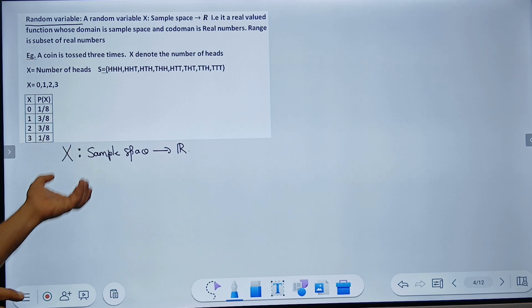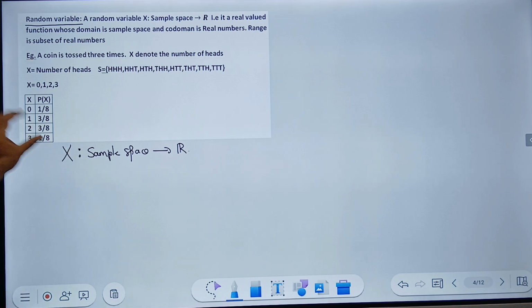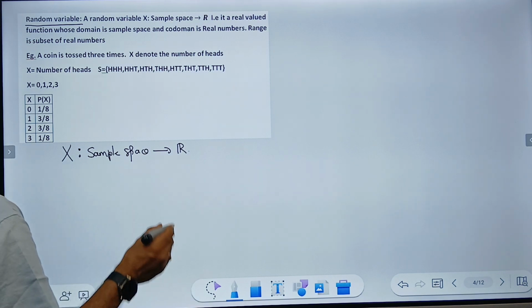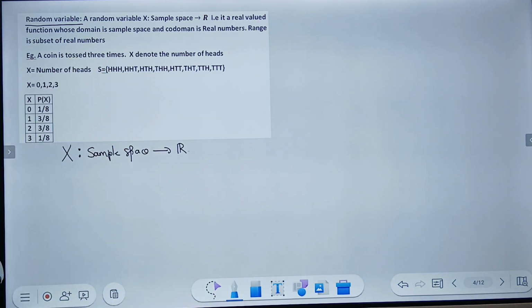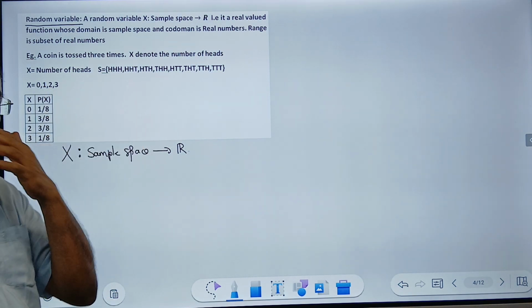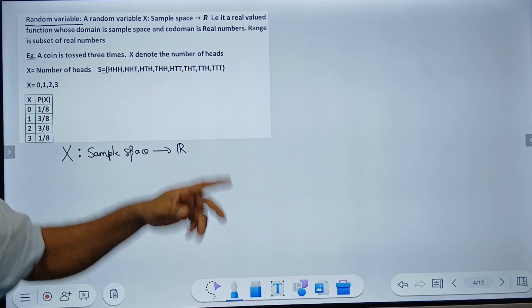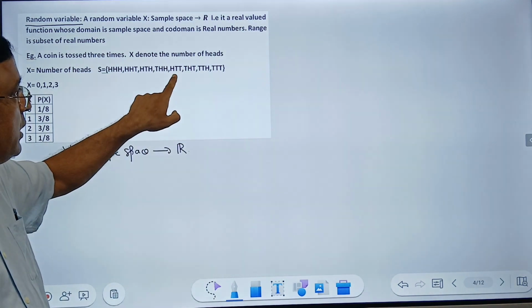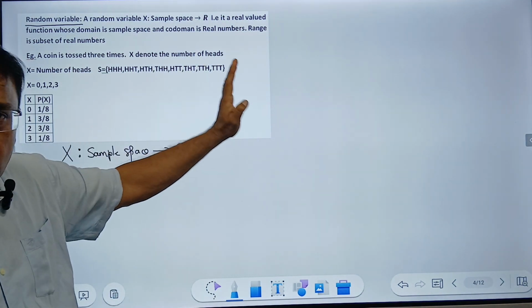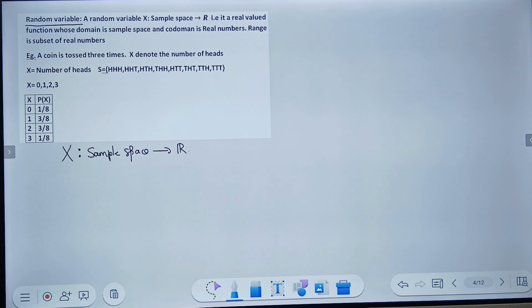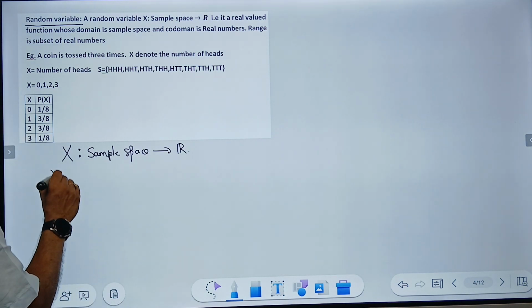So now let us try to understand what this random variable is all about. For example, I have taken an example here. A coin is tossed 3 times. When I toss a coin 3 times, what is my sample space? I can get 3 heads, or I can get 2 heads, or I can get 2 tails, or I can get all tails. This is the sample space. The question here is, I want to know the number of heads.